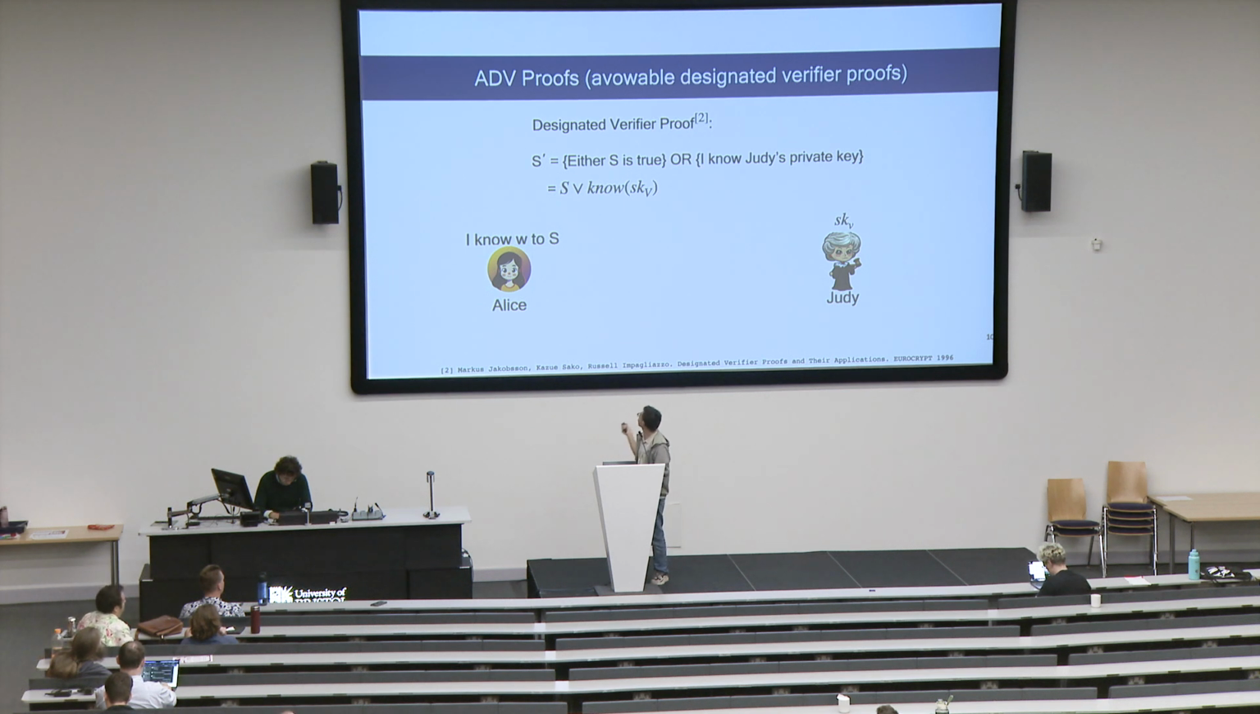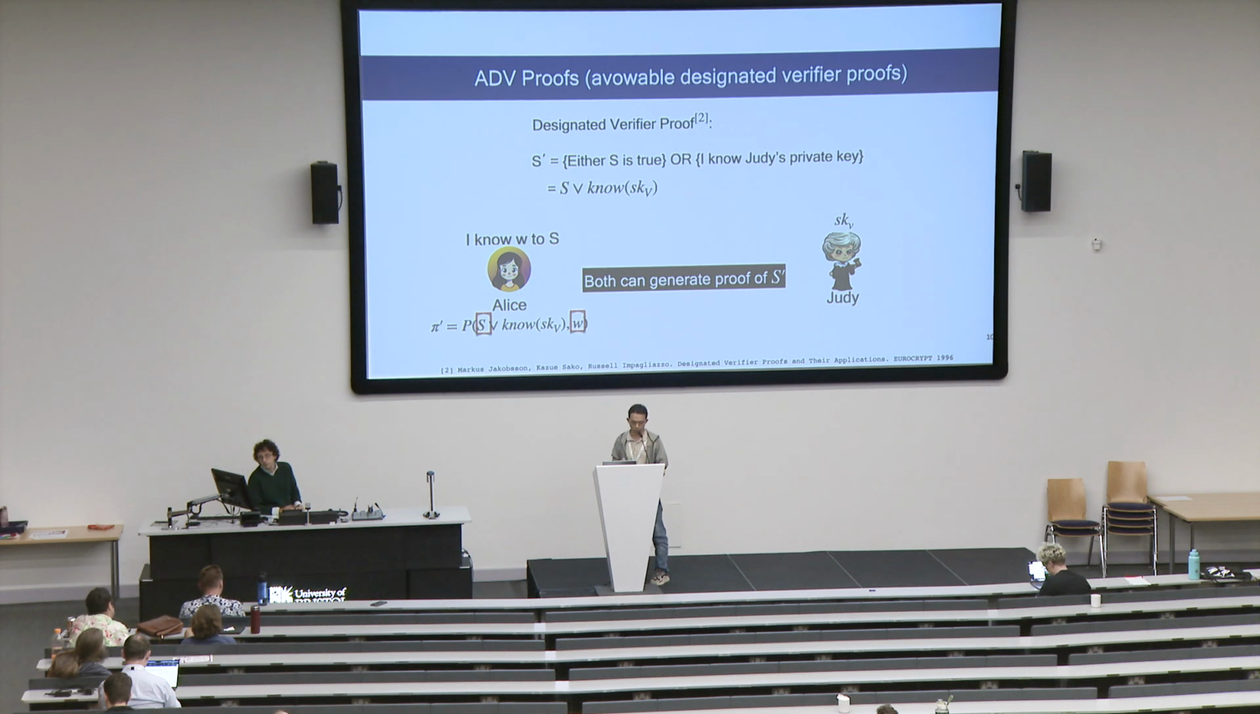S prime is a disjunction: either S is true, or I know Judge Judy's private key. Here we assume that Alice knows the witness to the statement, and Judge Judy, of course, has her own key. One interesting thing about designated verifier proofs is that both parties can generate a valid proof. Alice just needs to prove knowledge of the witness to the statement, and Judge Judy, of course, proves her knowledge of her own private key.